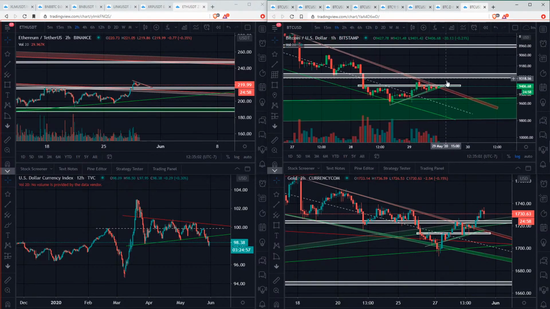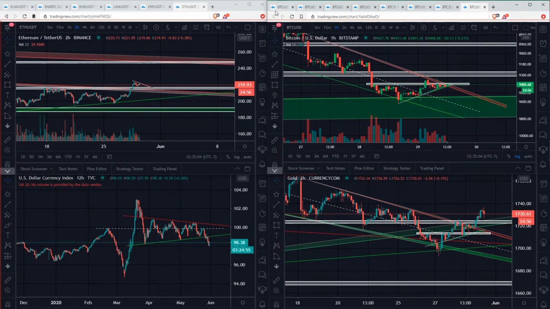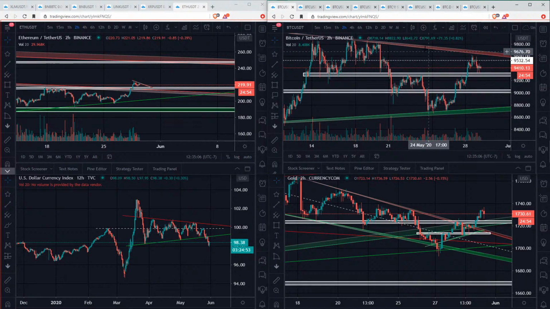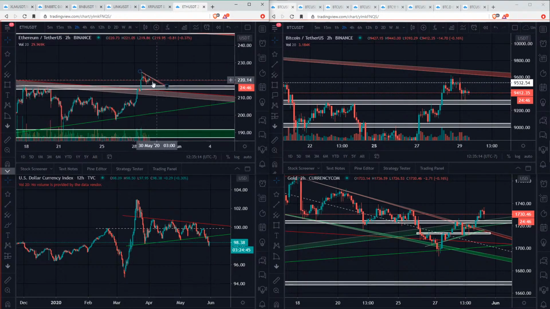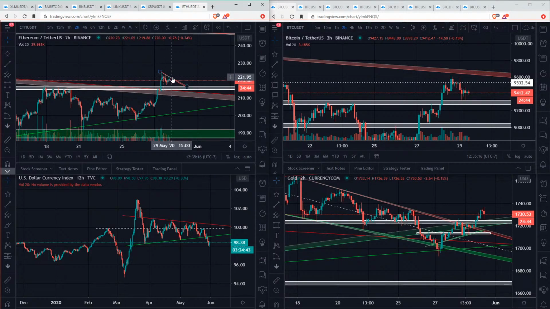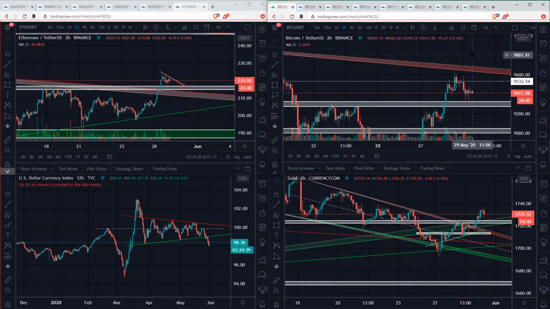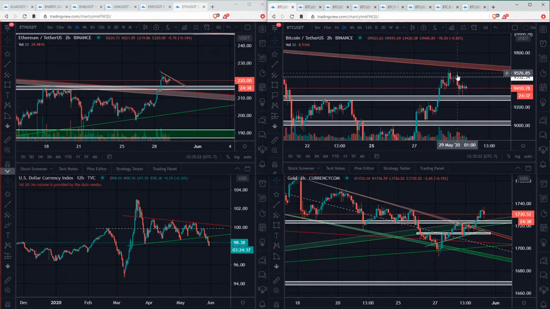If Bitcoin is able to break back up and test those highs of $9,600, I think Ethereum could move to the upside here. We could get a decent risk reward situation, but at the end of the day, I think you want to be a little bit more patient because Bitcoin is right at a major level of resistance. So that's going to be Ethereum.